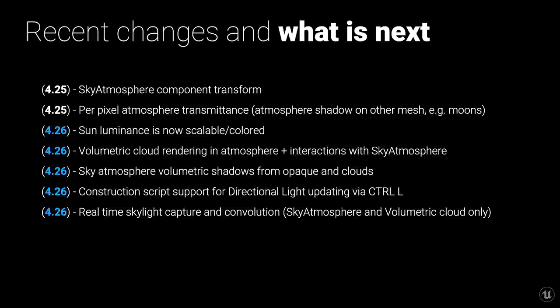To recap, in 4.25, we've added the ability to move the whole atmosphere when, for example, in space, and per pixel atmosphere transmittance. So you can have atmosphere shadow on other meshes, for example, moons. Sun luminance is now scalable and colorable. You can scale that via the properties if you need to do so for artistic purposes. That's going to be in 4.26 though. Also in 4.26 is the whole volumetric cloud rendering, sky and atmosphere volumetric shadows, as you've just seen a couple of minutes ago, construction script support for directional lights using Control L, and the new real-time skylight capture and convolution in a performance-friendly way. That is what's coming up next.